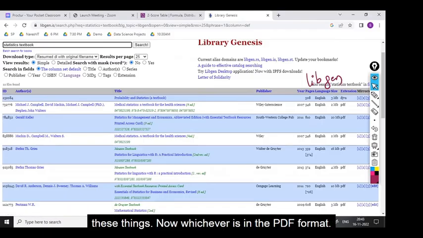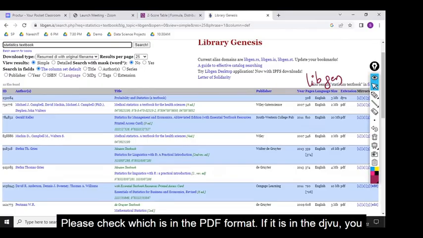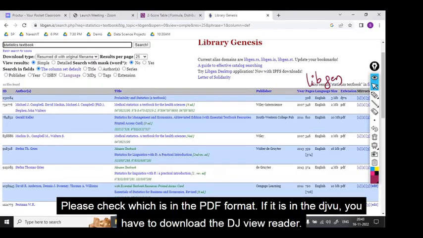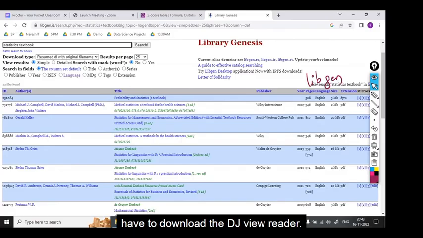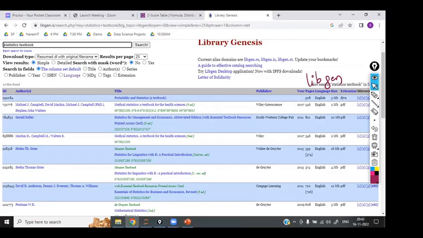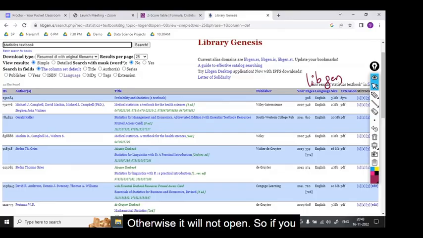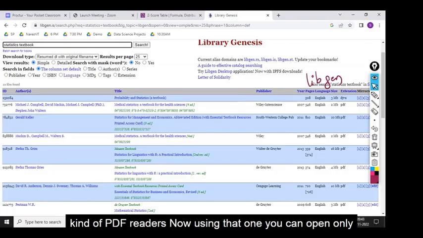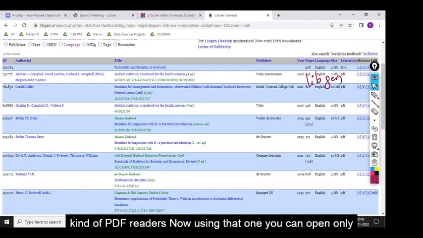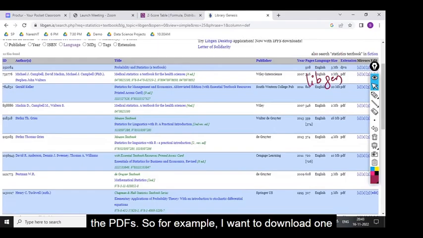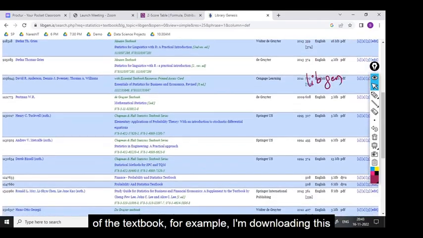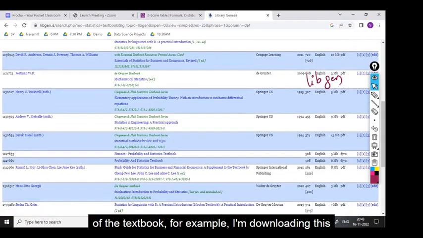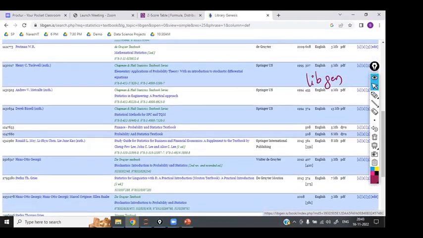Now, whichever is in the PDF format, please check which is in the PDF format. If it is in DJVU, you have to download the DJVU reader, otherwise it will not open. If you are having Acrobat or any kind of PDF reader, using that you can open only the PDFs. So for example, I want to download one of the textbooks. For example, I'm downloading this. Which textbook?